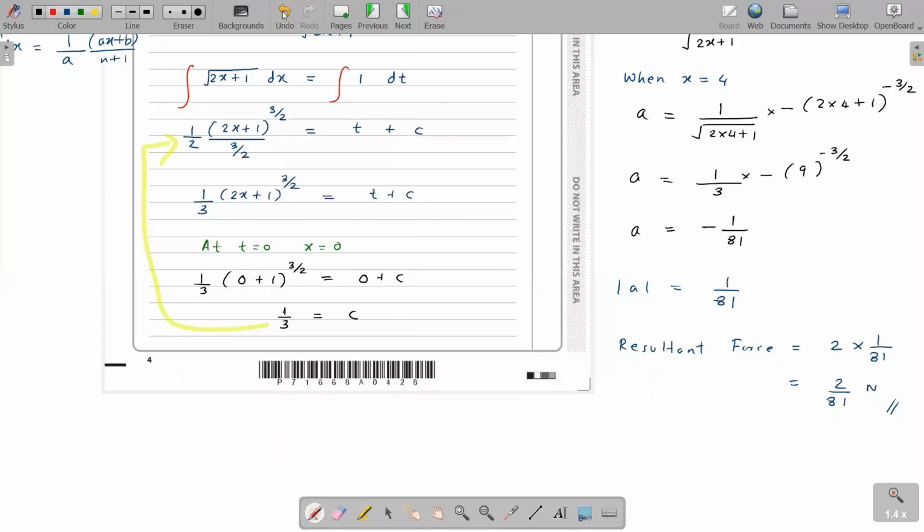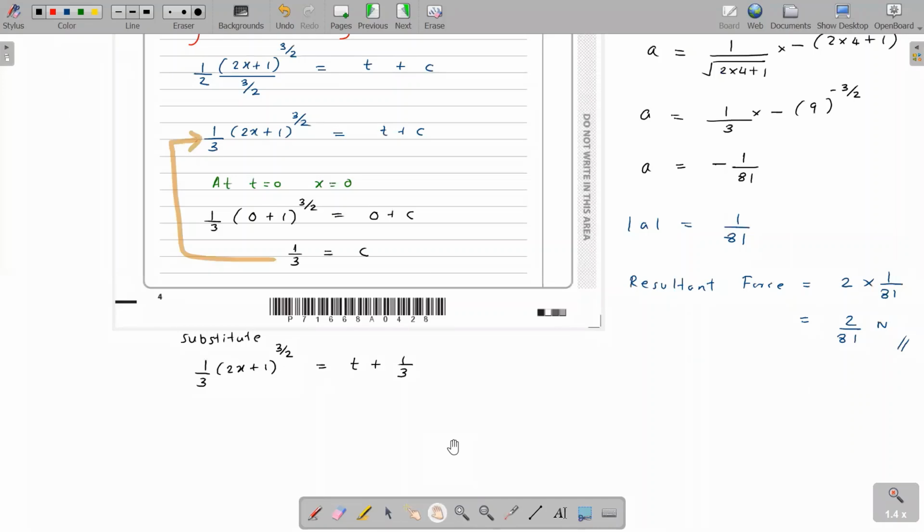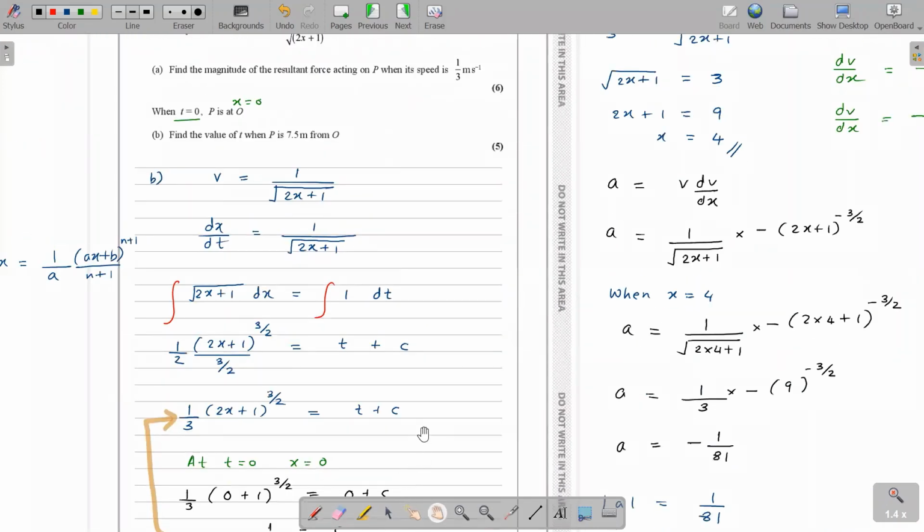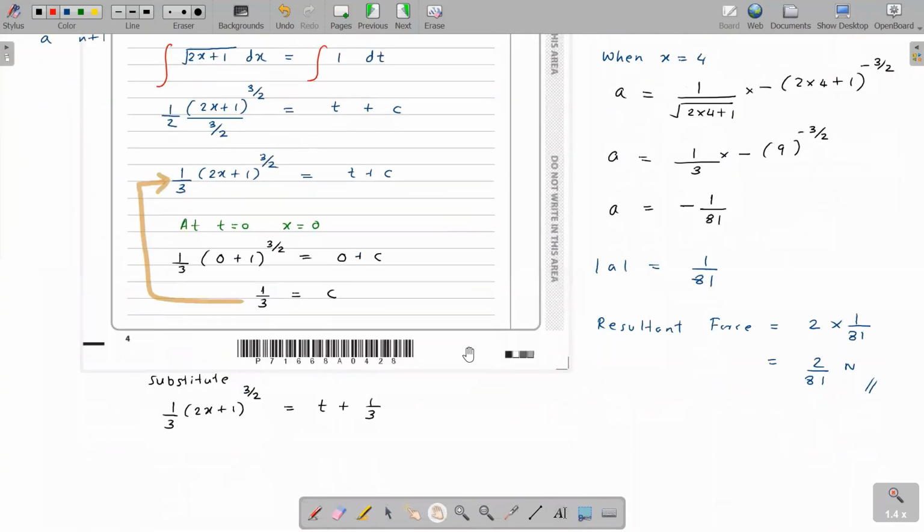Sorry, not that one. We will substitute it into this simplified version. When you substitute, I get 1 over 3 times 2x plus 1 to the power 3 over 2 equals t plus 1 over 3. Are you with me? Now what you need to do is find the t value when x is 7.5. So when x is 7.5, what is t?